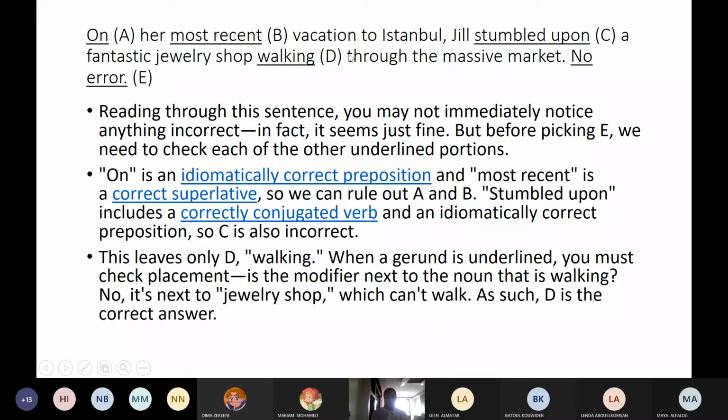This question is in the old SAD form here. It is underlined like this, and it asks you to choose the error, but the new one asks you for no change. On her most recent vacation to Istanbul, Jal stumbled upon a fantastic jewelry shop walking through the massive market. Is "on" wrong, or "most recent," or "stumbled upon," or "walking," or no error?